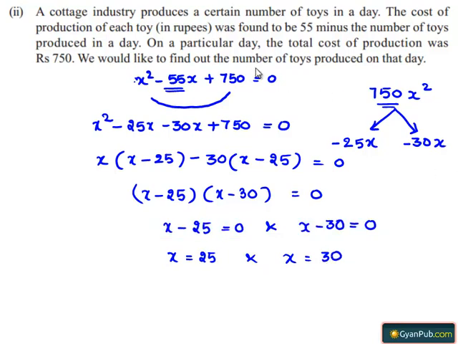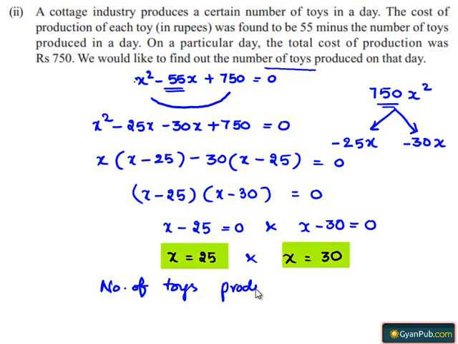Here we need to find the number of toys produced on that day. The number of toys produced on that day can be either 25 or 30.